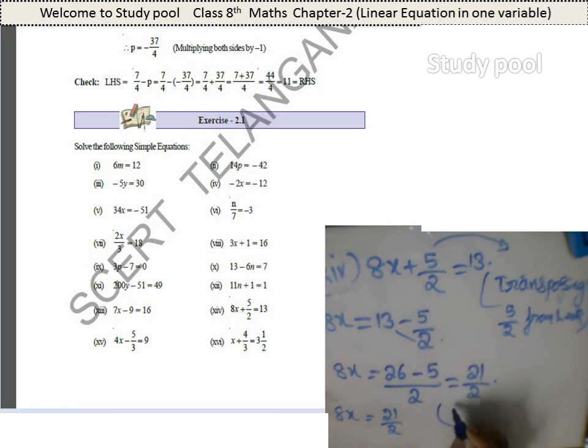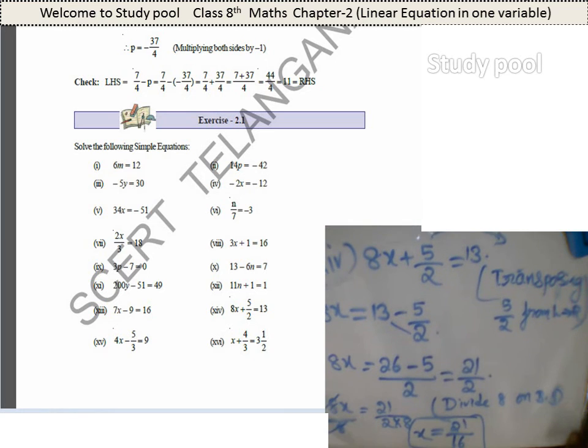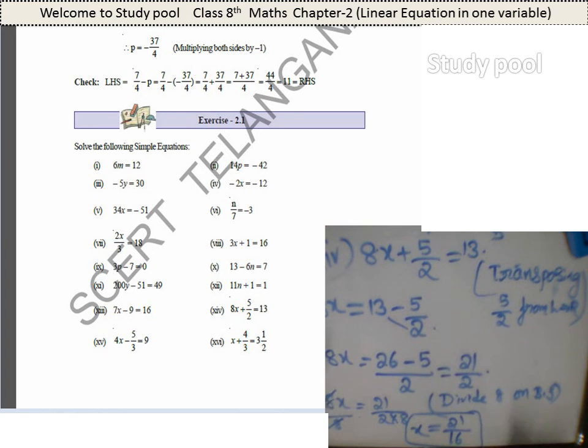8x is equal to 21 by 2. Now what will I do? I will divide 8 on both sides. Why am I dividing? Because 8x is there. If I divide it with 8, then what happened? 8 gets cancelled. You are getting x is equal to 21 by 16. Okay, got it? So in this way I got this answer. Here see, 21 by 16 we got.